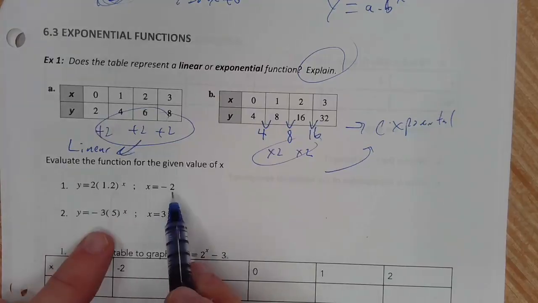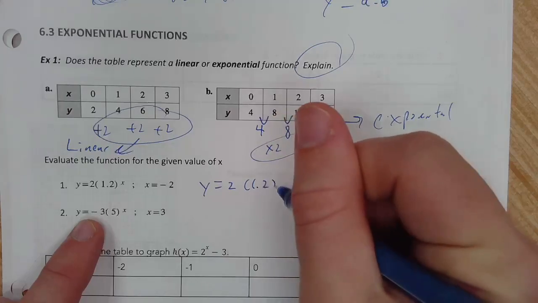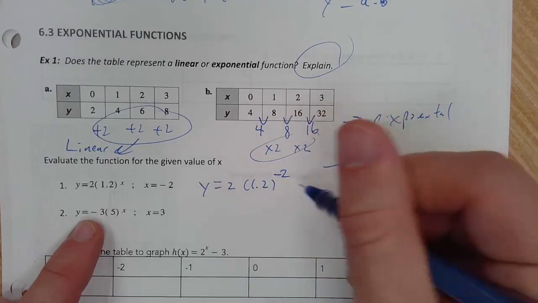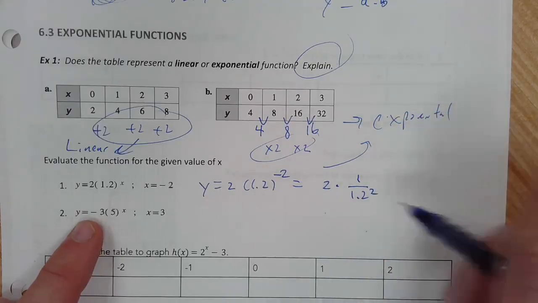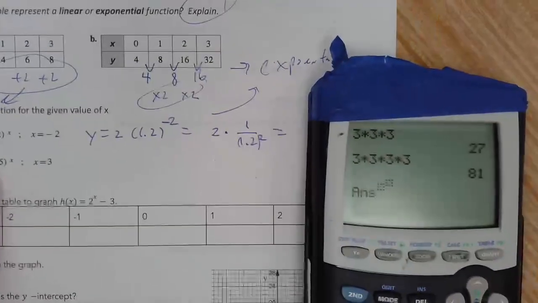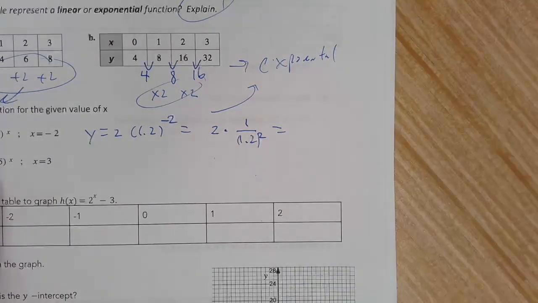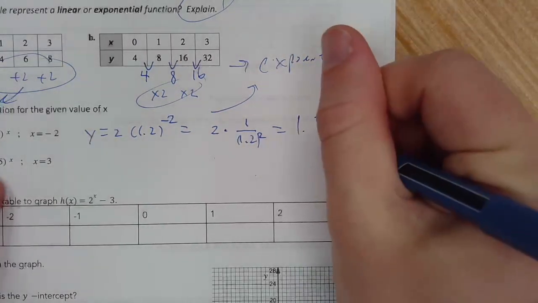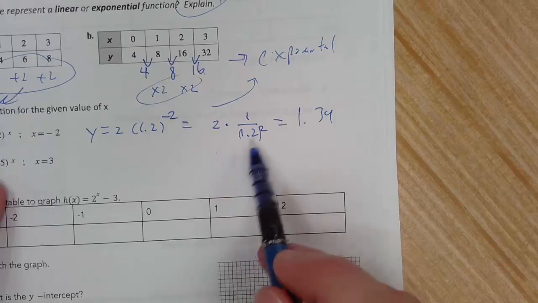So we're just plugging in this number into this. So this would be y equals 2 times 1.2 to the negative 2. That would be the same as 2 times 1 over 1.2 squared. This would be hard to do without a calculator, so I'm going to go ahead and do it on the calculator here. So 1 divided by 1.2 squared is 0.69, then times that by 2, we get 1.39. If you got this problem, I would give you a calculator, right? Or you would just leave it like this, right?